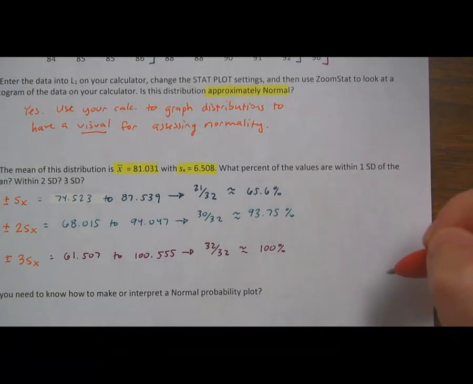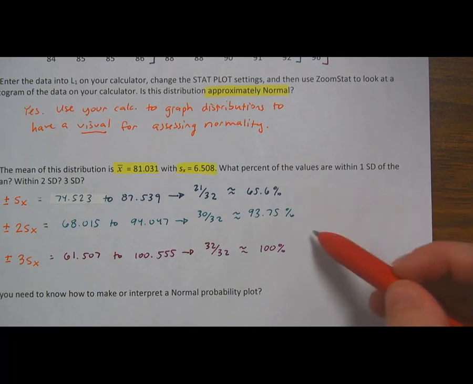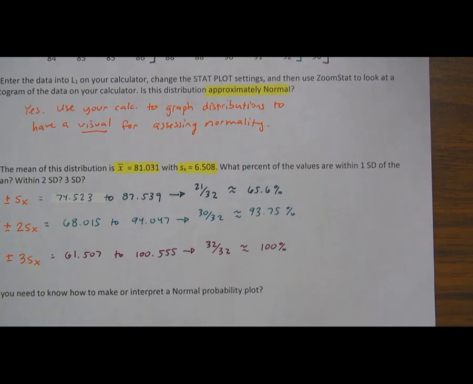So I'm going to say that if I'm assessing for normality, this would pass the test for the empirical rule. It's approximately normal. That's why we use the word approximately.